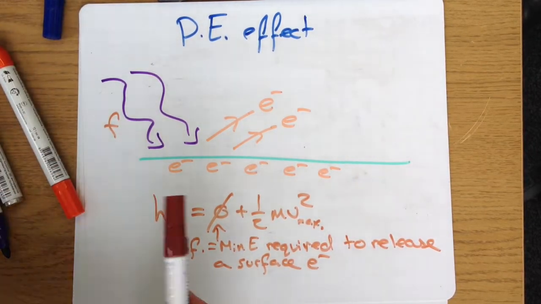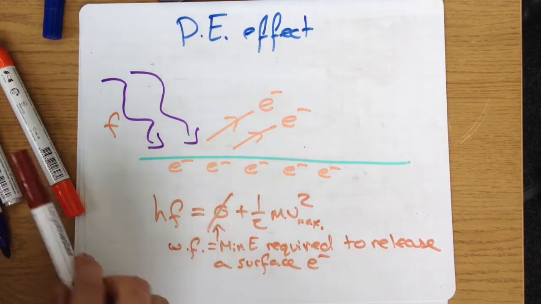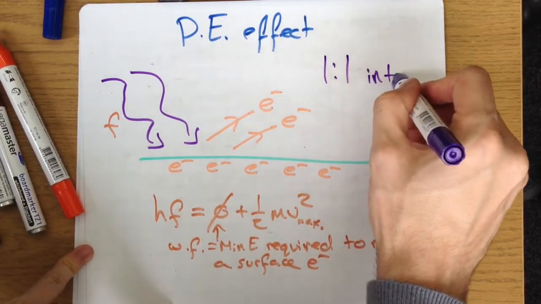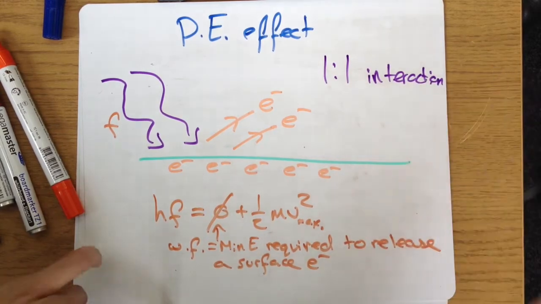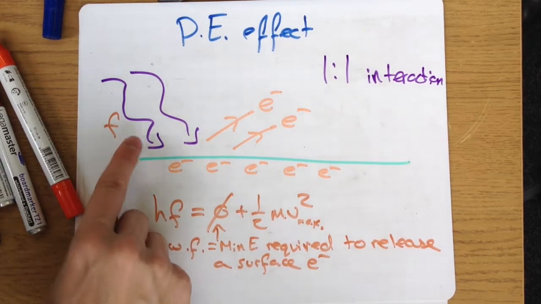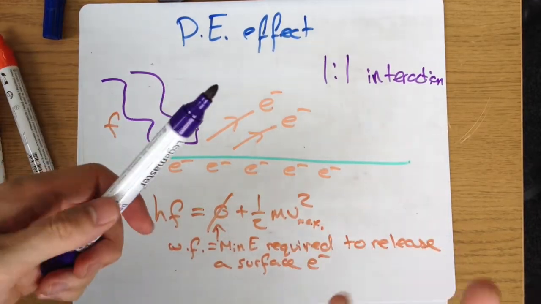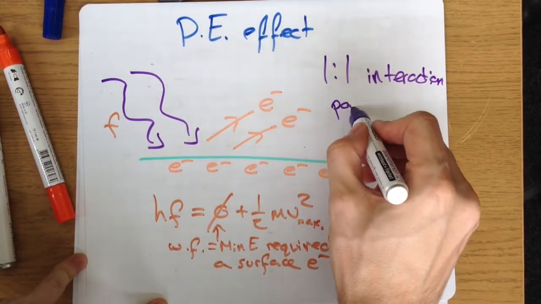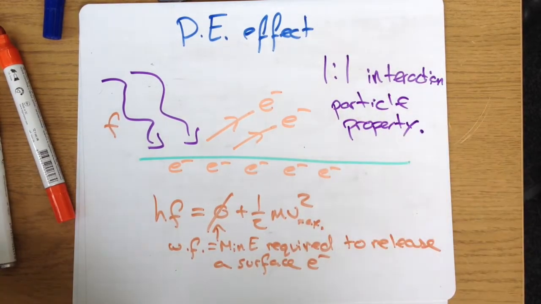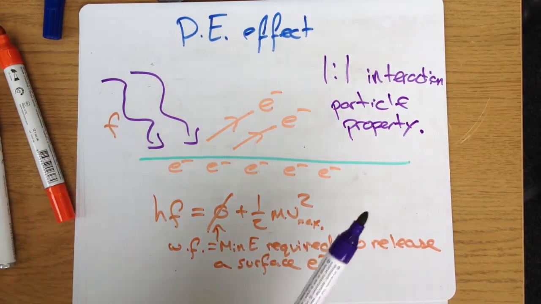The reason this is a proof of waves acting as particles is exactly like you said, Seb. It's a one-to-one interaction. One wave, one photon, reacts with one electron, or is absorbed by one electron. So it's a one-to-one interaction. That is usually a particle property. So you get this, and then obviously m, they won't necessarily tell you m in the question, but what is m going to be every time?